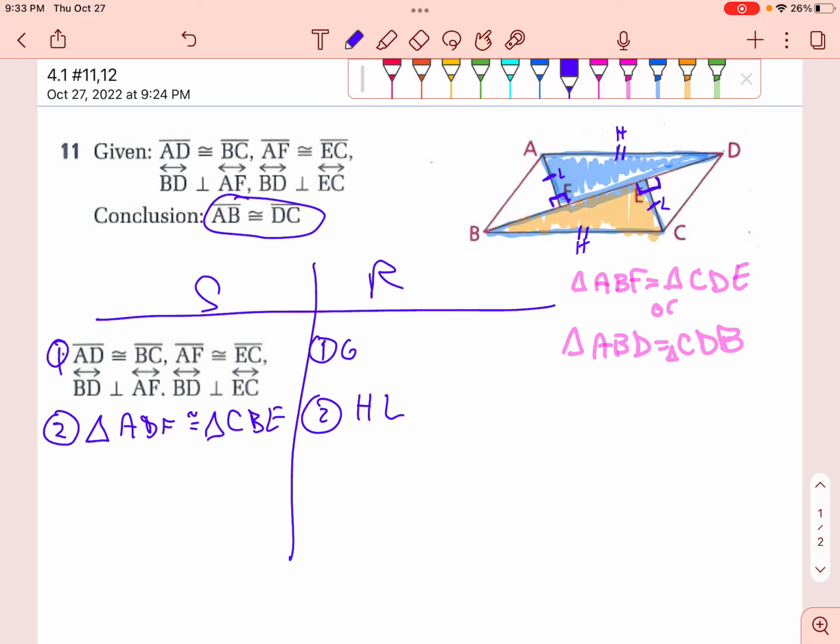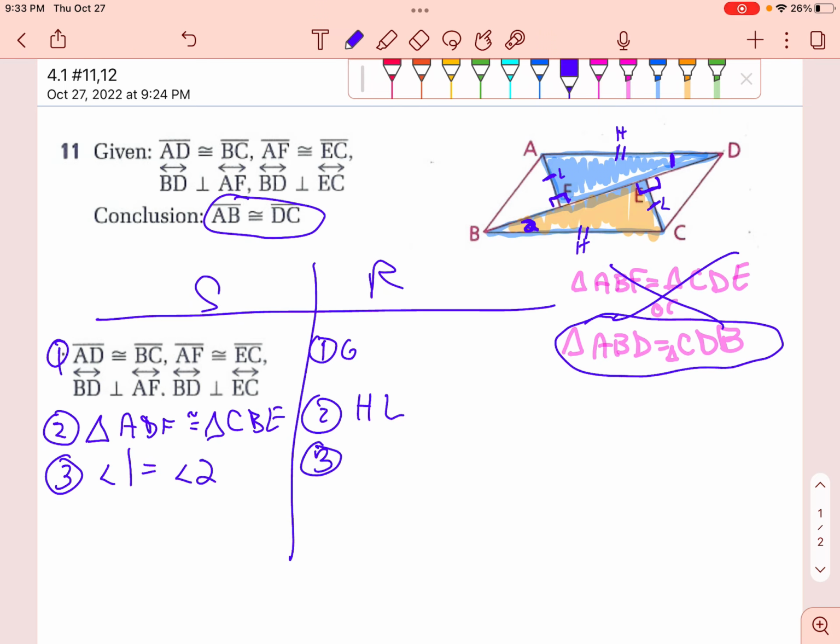Okay, so I have the blue one equal to the orange one. And I'm thinking maybe we should go this route right there, because if that blue triangle equals that orange triangle, then this angle, I'm going to put a number in here, angle 1, has to equal angle 2. So again, if those triangles are equal to each other, then angle 1 has to equal angle 2. That's because the triangles are congruent. So once those triangles are congruent, their parts are congruent.